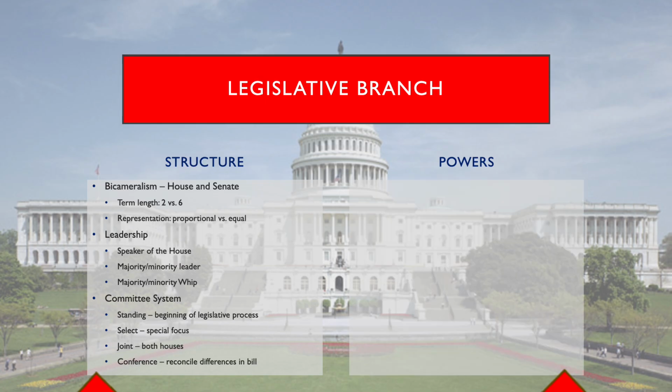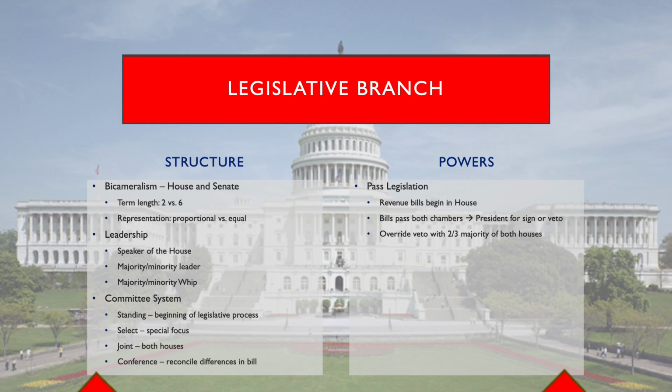Now, what are the powers of Congress? Obviously, the most important power is legislation, right? They have all the legislative powers vested in the Congress, and the bills must pass both chambers before going to the president for signing or veto. And if the president does veto it, they can override that veto with a 2/3 majority in both houses.